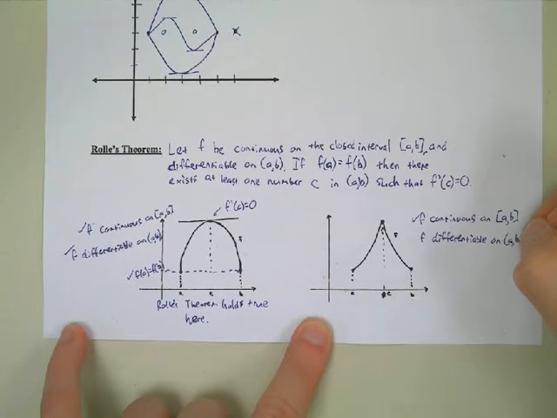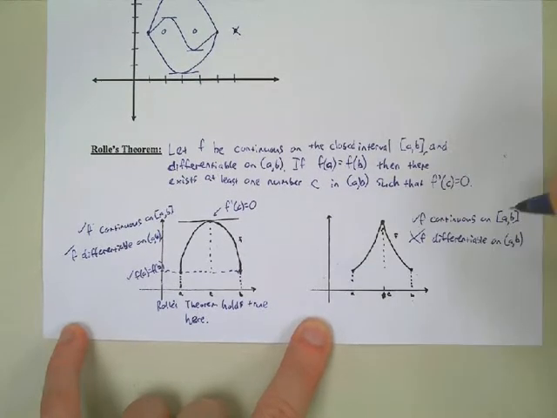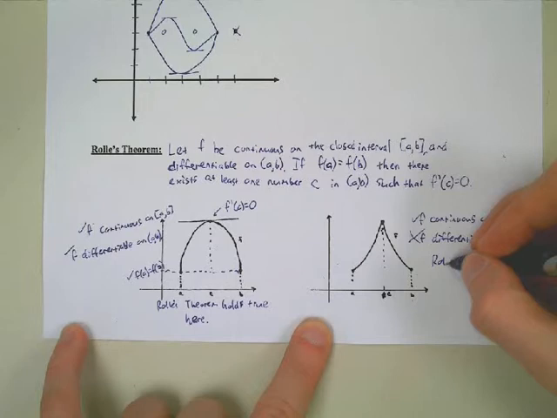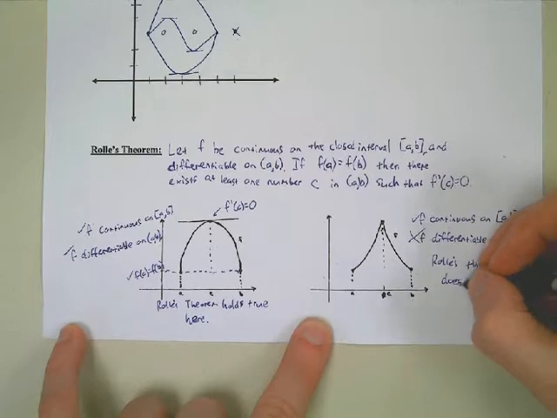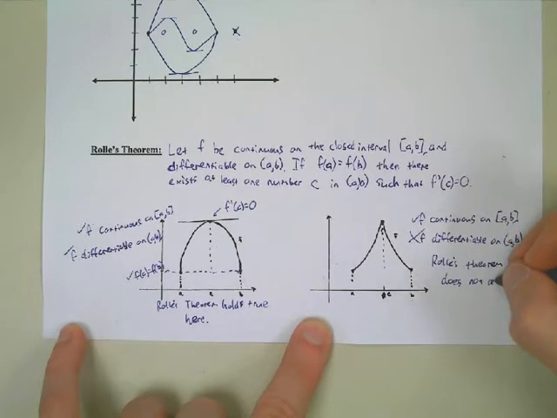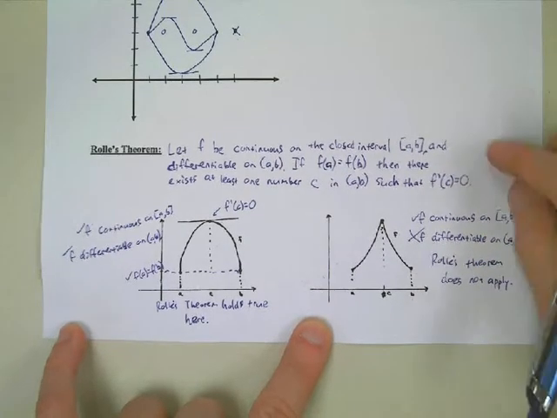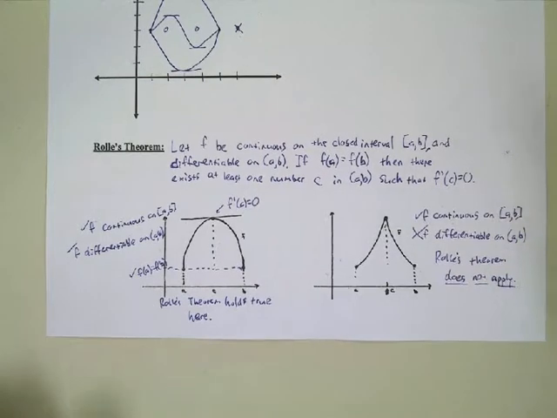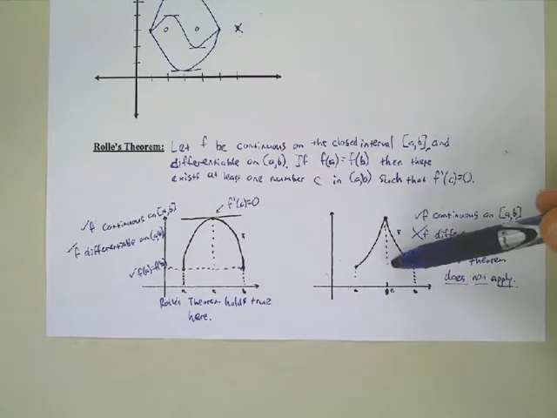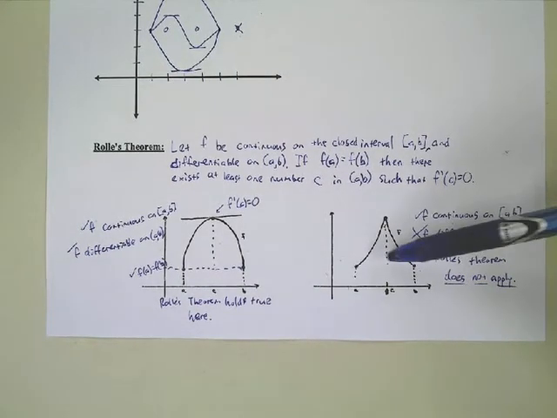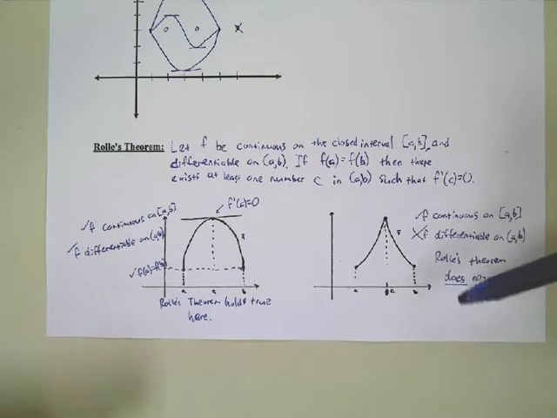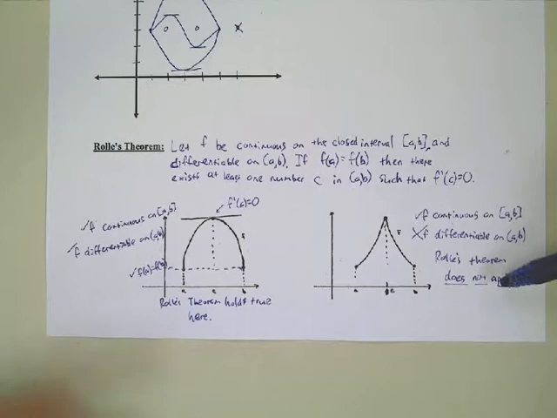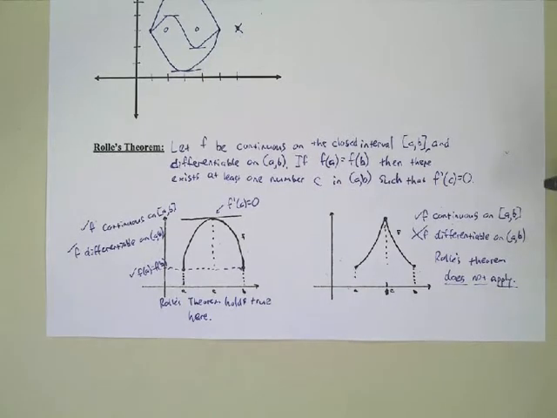F is not differentiable. Rolle's theorem does not apply. Could the derivative still equal 0? Well, not in this case. But yes, the derivative still could equal 0 at some point. Just because Rolle's theorem fails does not mean the derivative therefore never equals 0. No, that's not what Rolle's theorem says.